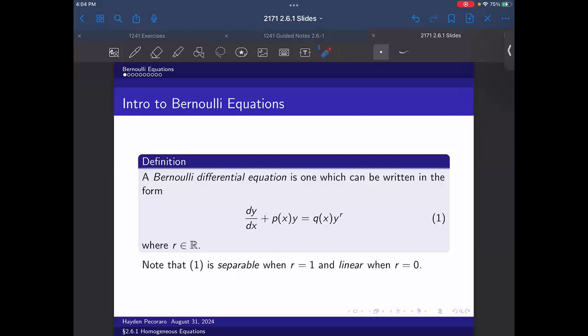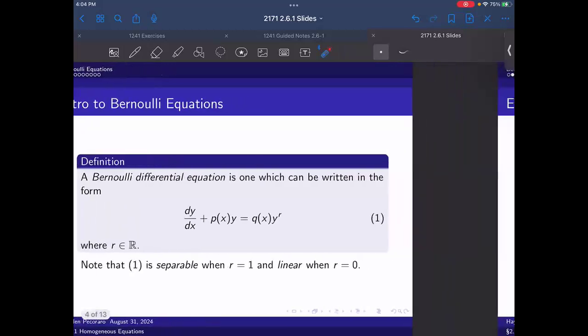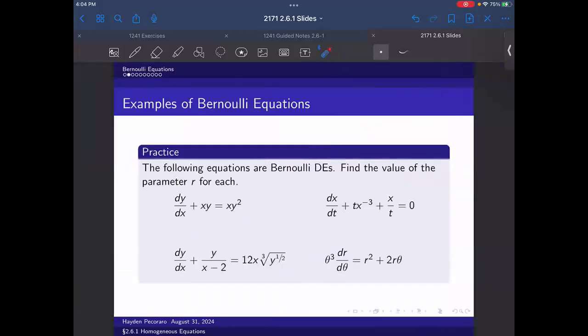But if r is not 1, then we have a nonlinear equation, and we don't know how to solve many of those yet unless they're separable. So here's one example of a class of differential equations that is not linear, which we can find a solution method for. But first, let's get a little bit of practice with recognizing Bernoulli DEs. So I'll give you a couple of minutes for this one. Let's say we go until 4:07. Give that a shot. See if you can figure out what the value of r is for each one of these equations. You may have to rearrange some of them.